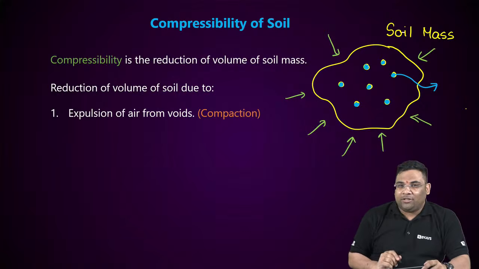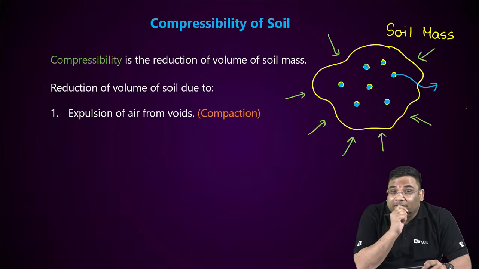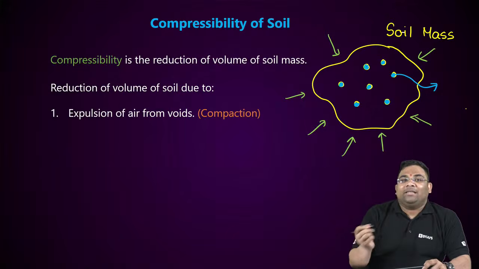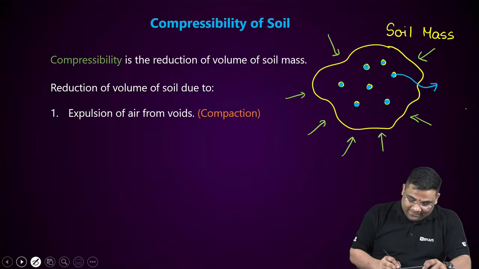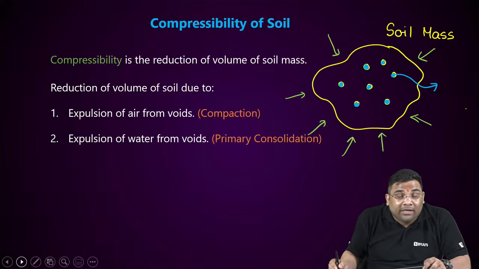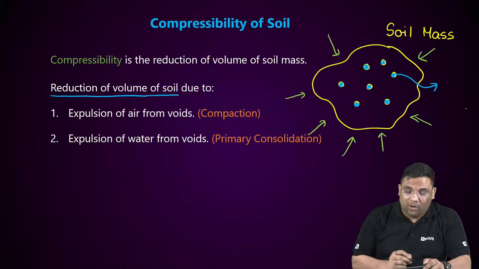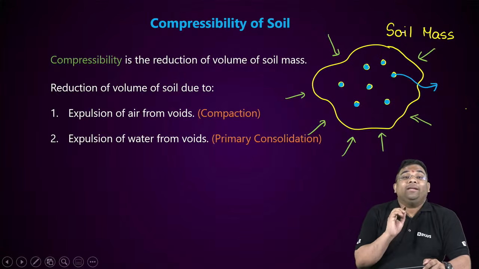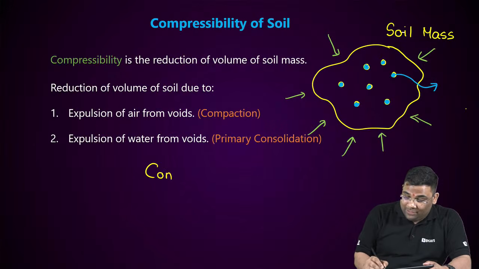In case of compaction, air was coming out of the voids. But if it is filled with water and water is coming out of the voids, I will call that primary consolidation. If I ask you the definition of primary consolidation, you will say the reduction of volume of soil due to expulsion of water from voids. I will call that primary consolidation.